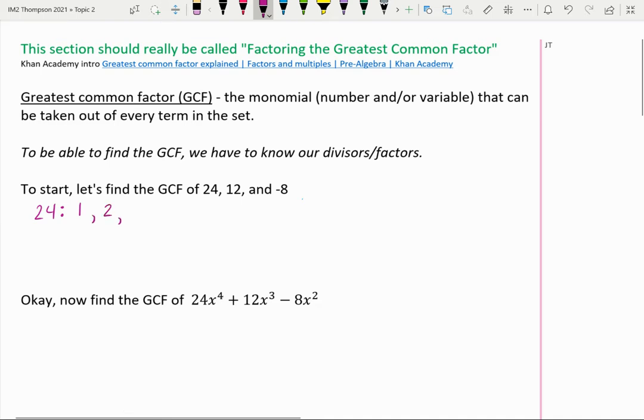It's even, so 2 goes in there. 3 goes into 24. 4 goes into 24. 5 does not. 6 goes into there. 7 does not. 8 goes in there. Not 9, not 10, not 11. Yes to 12. And after that, the next number that goes into 24 is 24. So 24 is divisible by all of these numbers because they go in evenly.